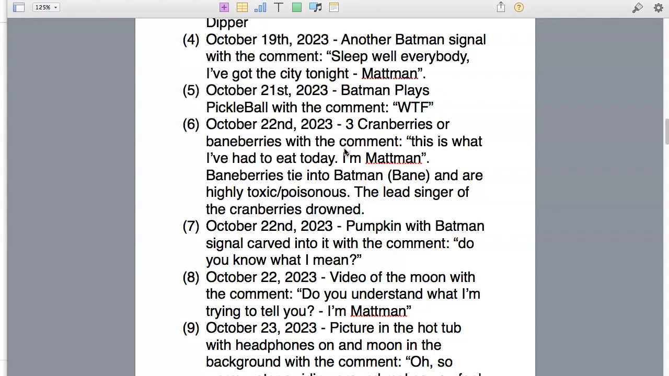Which also ties into Batman, because of course Bane is a character in Batman, and was featured in the third Christopher Nolan Batman movie. And they're also highly toxic and poisonous. So 6 days before his death, he posts 3 baneberries that are toxic onto his Instagram feed and says, "This is all I've had to eat today." In other words, is he hinting that he's going to be poisoned in some way, shape, or form?